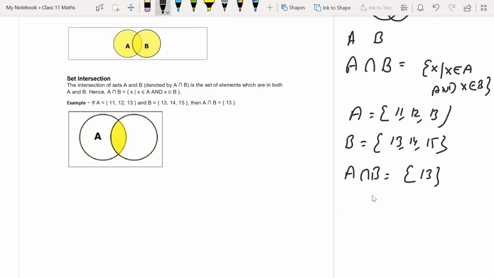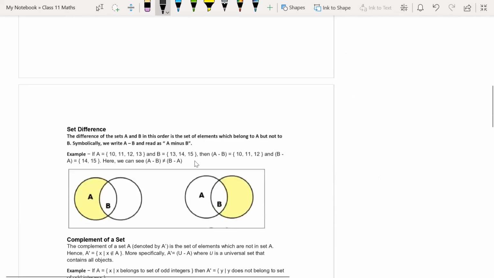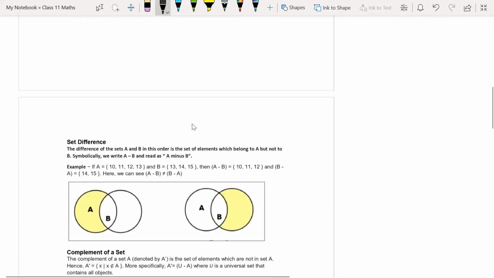Okay. So that is the set intersection operation. Now, what is the set difference? The difference of the sets A and B is the set of elements which belong to A but not to B. Or B minus A means which belong to B but not in A.